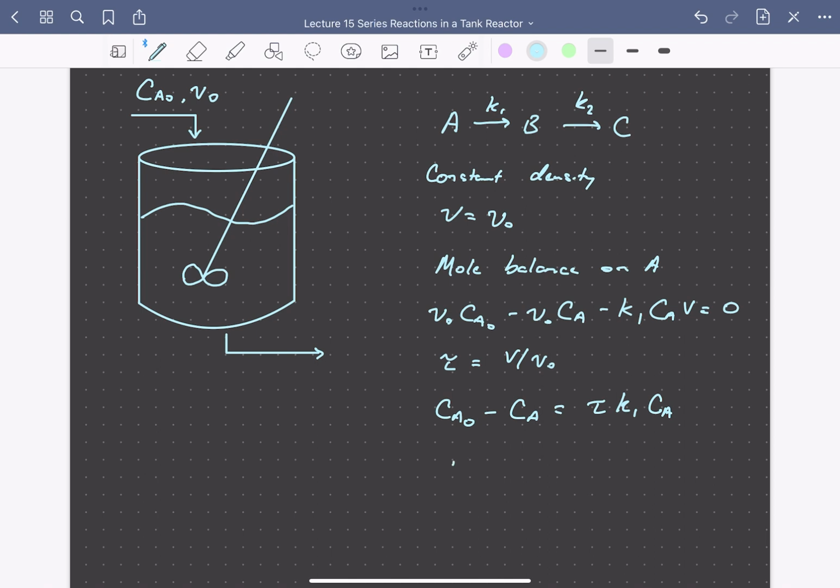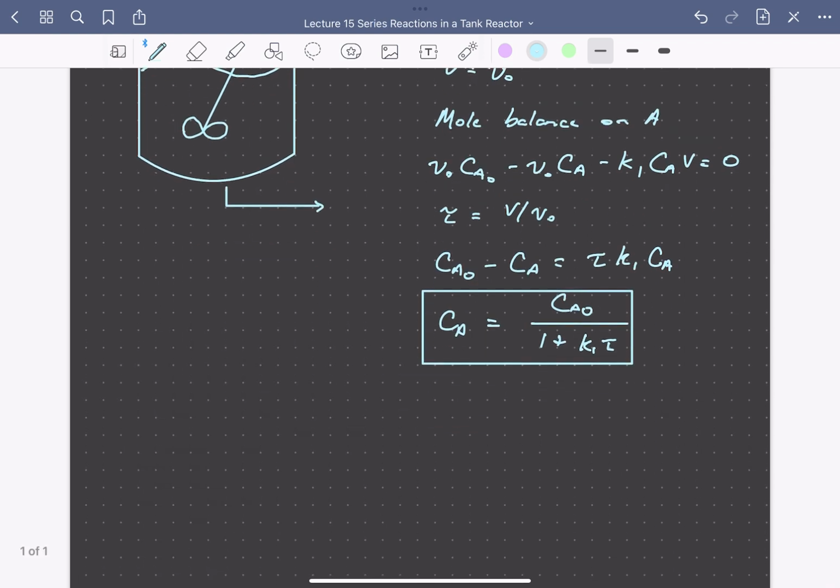So now we can solve this expression for Ca explicitly and get a concentration of A as a function of residence time, which is Ca0 over 1 plus K1 times tau. Okay, so that's our concentration of A.